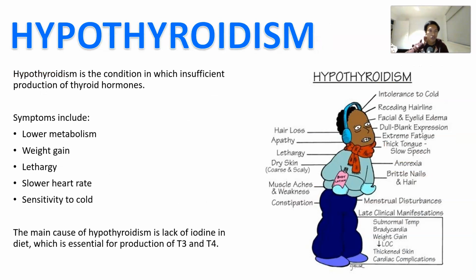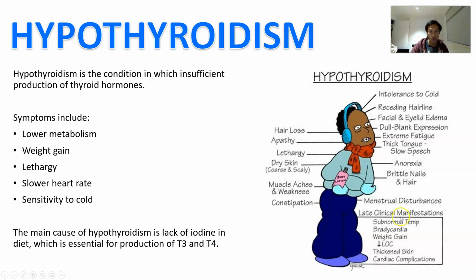Now, the other condition you can have is hypothyroidism. Hypothyroidism is a condition in which you have insufficient production of thyroid hormones, right? And the wide range of symptoms that includes is the opposite, right? Lower metabolism, you get a weight gain because your body's not burning up energy as quickly. You get lethargic because you're not burning up energy as quickly. You get a slower heart rate and you become more sensitive to the cold.